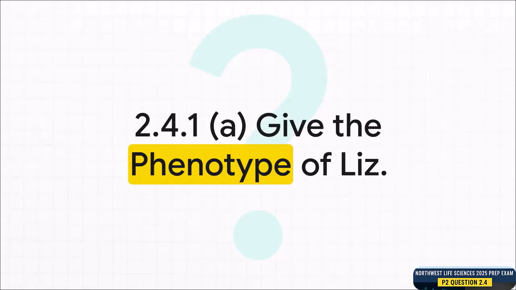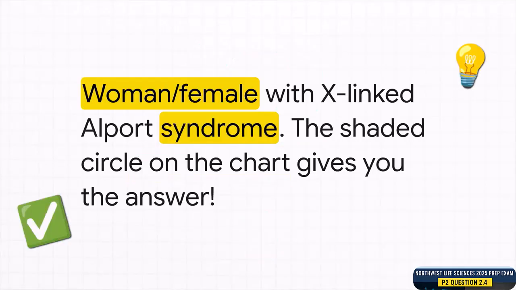First up, 2.4.1 Part A, give the phenotype of Liz. Now remember, phenotype is just the fancy scientific word for the physical trait you can actually see. So what do we observe when we look at Liz on our chart? And there it is. We see a circle, which means she's a female. And that circle is shaded, which means she has the syndrome. So she is a female with X-linked Alport syndrome. Boom, easy marks. Don't overthink it. The chart gives you the answer.